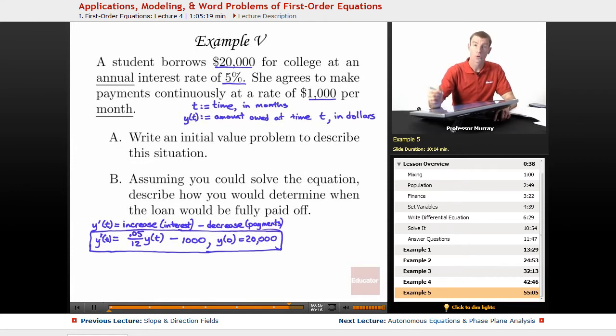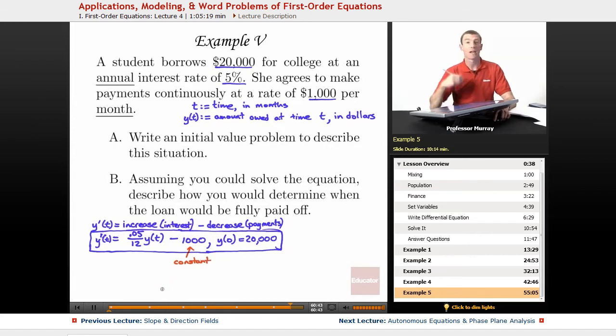Let me point out a couple of things here. Remember, I said at the very beginning of this lecture that you'll always have an increase and a decrease, and generally one of them is constant and one of them is dependent on the current value or the current quantity that you're keeping track of. And this is a really good illustration of that because the payments she's making are constant.